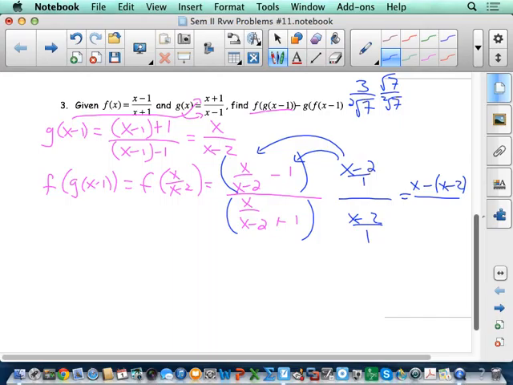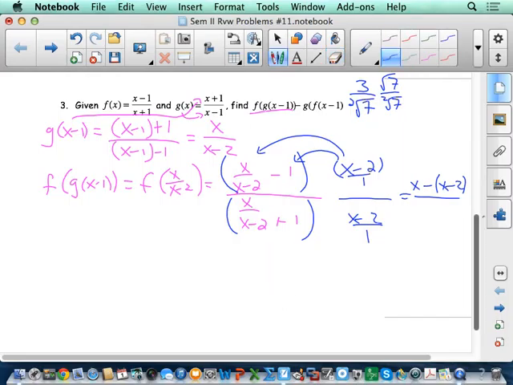Because this is in the, I canceled this factor out. Here, let me show you. This is x over x minus 2 times x minus 2 over 1 minus 1 times x minus 2 over 1. Then these cancel out. Okay? Everybody good?